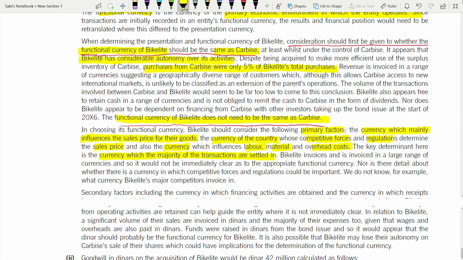So it is not immediately clear. If it's not clear, not clear. What is the appropriate functional currency? Nor is there detail about whether there's a currency in which competitive forces and regulations could be important. They didn't mention it. We do not know, for example, what currencies major competitors invoice in. We didn't even know that. All these facts are not given. So when something is not given, please write it, that these details are not given. Therefore, we cannot determine the functional currency. If you can determine the functional currency, you also have to tell these things are there. Therefore, this is the functional currency.